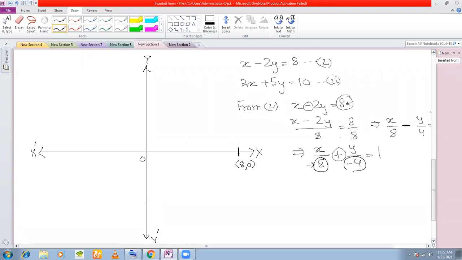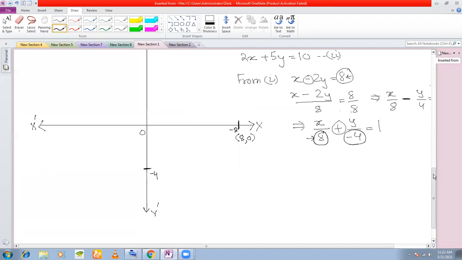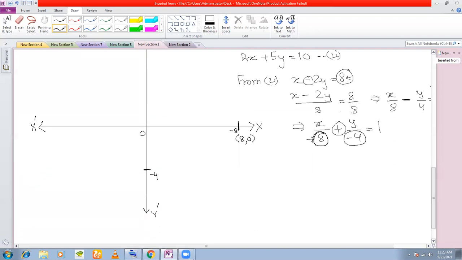This minus 4 here means the y-intercept is minus 4. That means you will take the point minus 4 here. Understood? So this point is your (0, minus 4). You understood this part, right? So just because below x I had an 8, I took a plus 8 here, and because below y I had a minus sign, I took a minus 4 towards the negative side. And now what I'm going to do is join these 2 points and form a straight line. Is that clear?